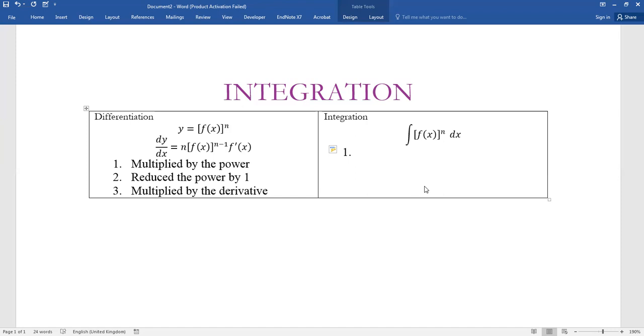Increase the power by 1. Okay, increase the power by 1, that's right. Then, multiply? Not multiply, reverse the operation as well. Divide by the increased power, and divide by the derivative.